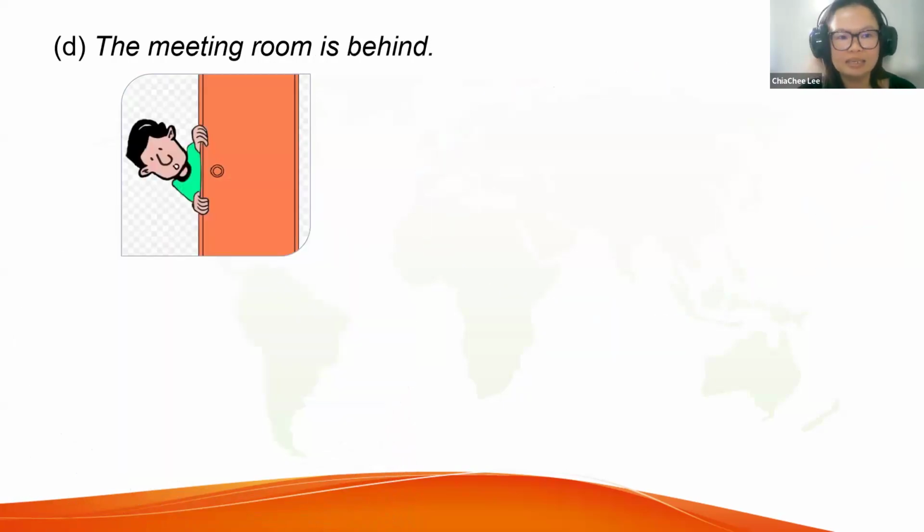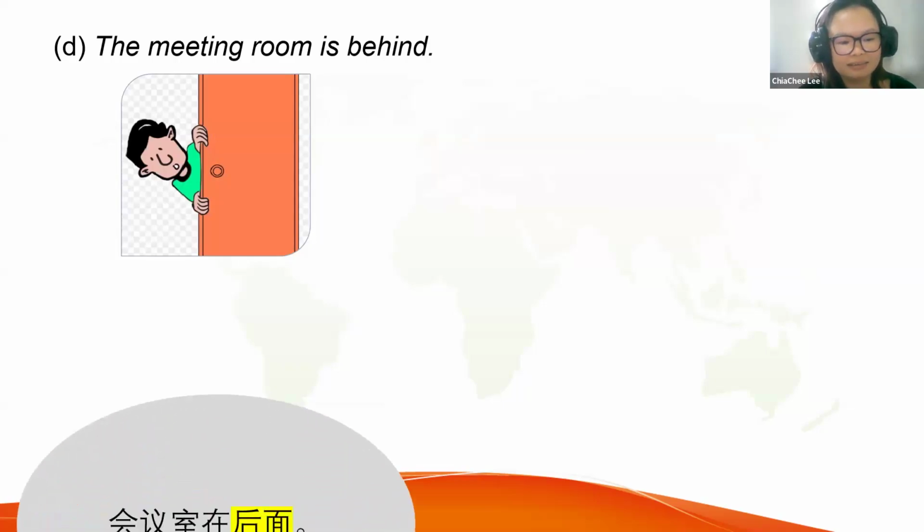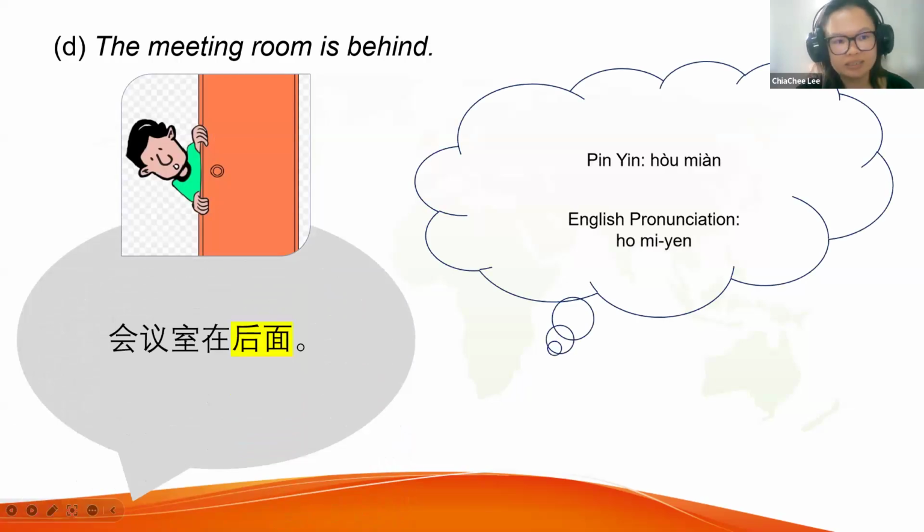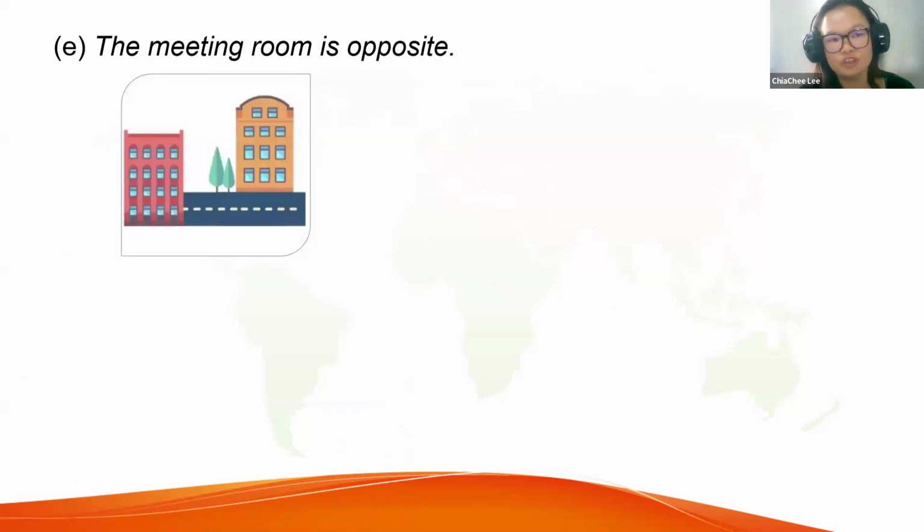Eyes cannot see, hiding behind, would be the meeting room is behind. 会议室在后面. Okay, again, the question is asking about the meeting room, 会议室. Can you tell them that the meeting room is behind? Of course, 100% okay. But can you tell them the office is behind? Yes, when you have some reference, label, or items, or building.